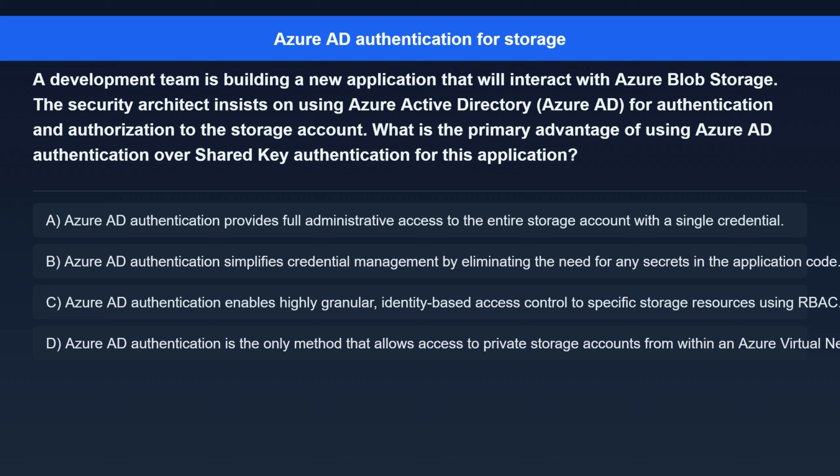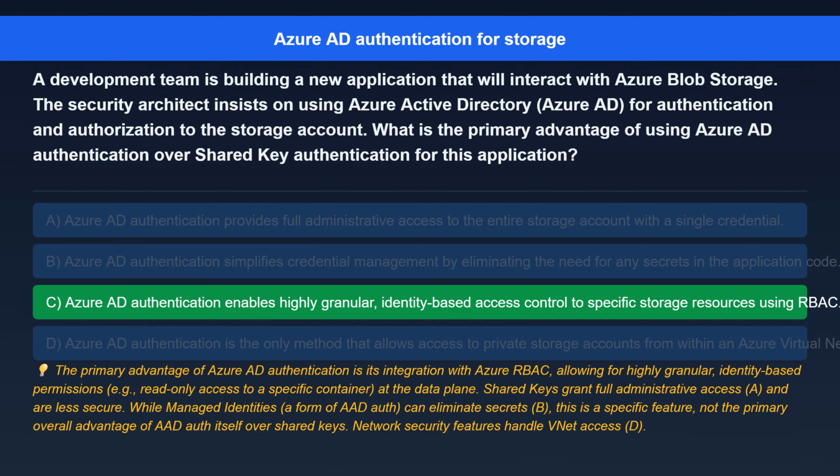Option A, Azure AD authentication provides full administrative access to the entire storage account with a single credential. Option B, Azure AD authentication simplifies credential management by eliminating the need for any secrets in the application code. Option C, Azure AD authentication enables highly granular, identity-based access control to specific storage resources using RBAC. Option D, Azure AD authentication is the only method that allows access to private storage accounts from within an Azure virtual network.